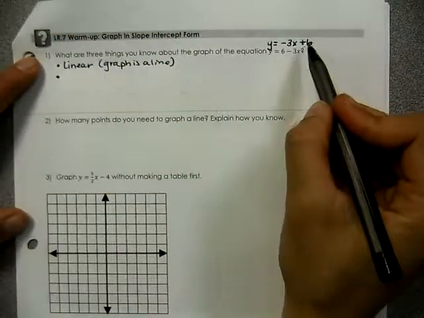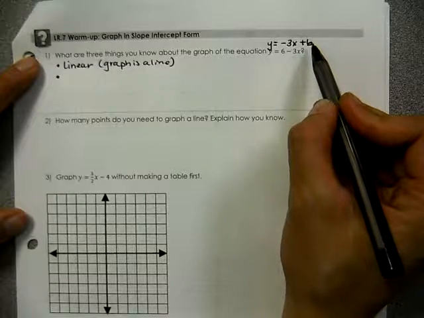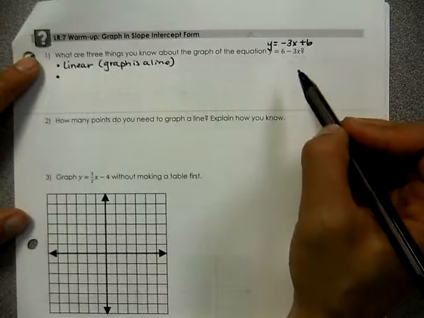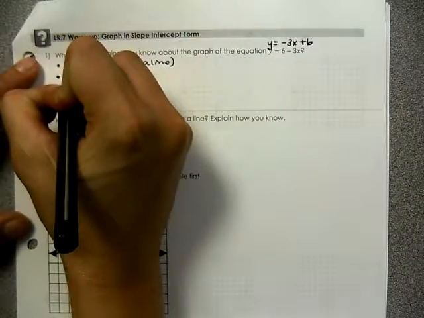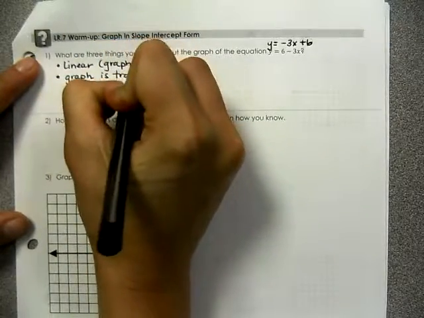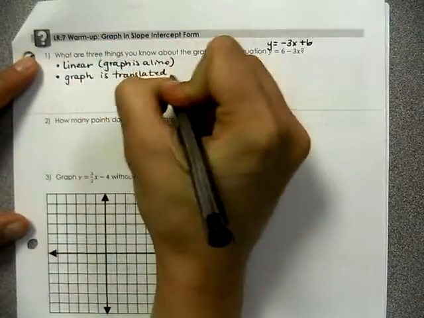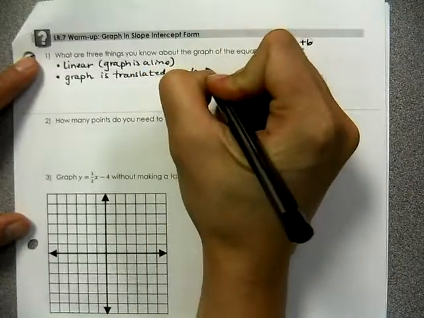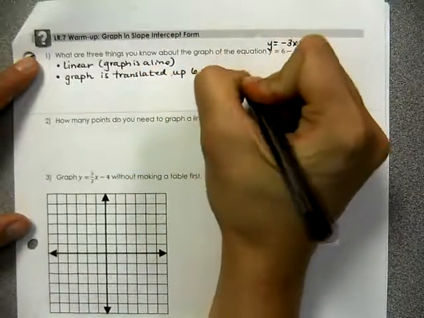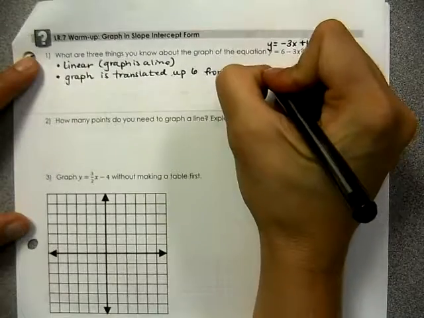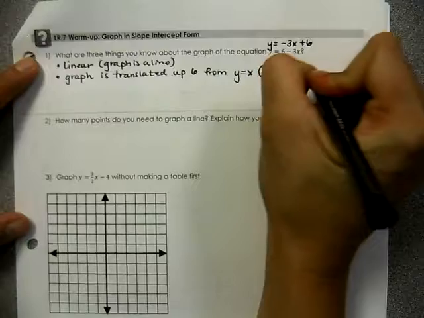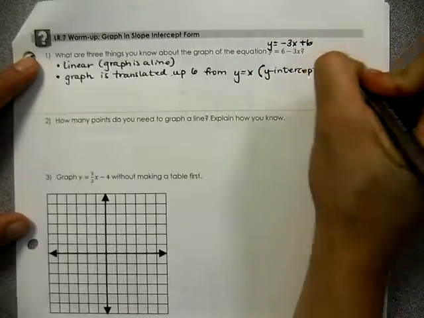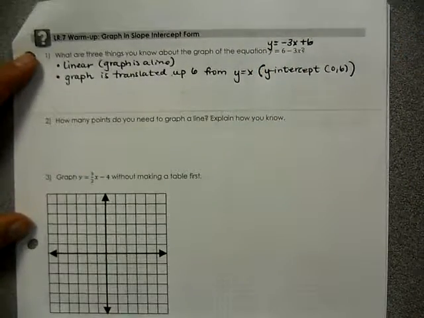I'm also looking at this, and I remember that when we had the plus 6 at the end, that translated the function up 6 from the parent function. So that plus 6 means that the graph, or the entire function, is translated up 6 from the parent function. Which ends up meaning my y-intercept is (0, 6).